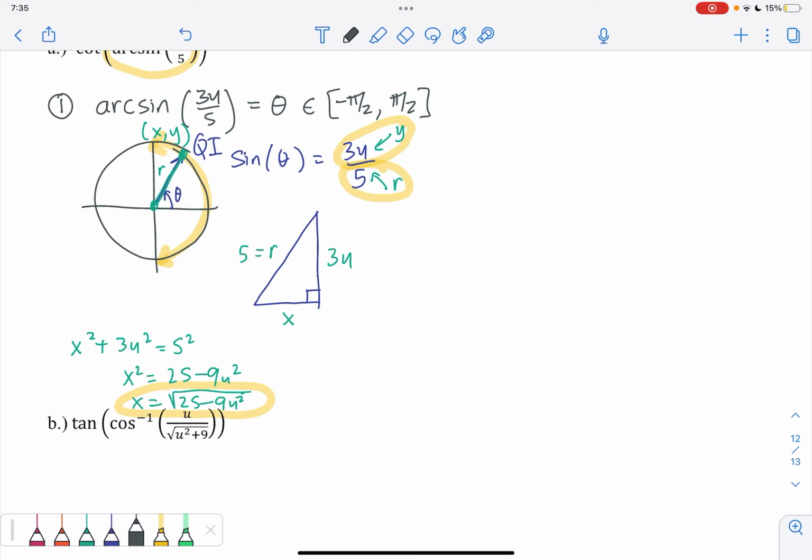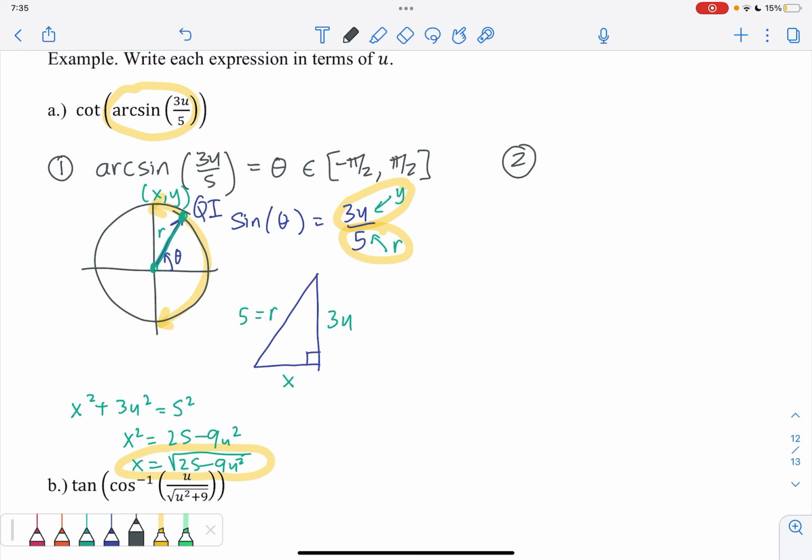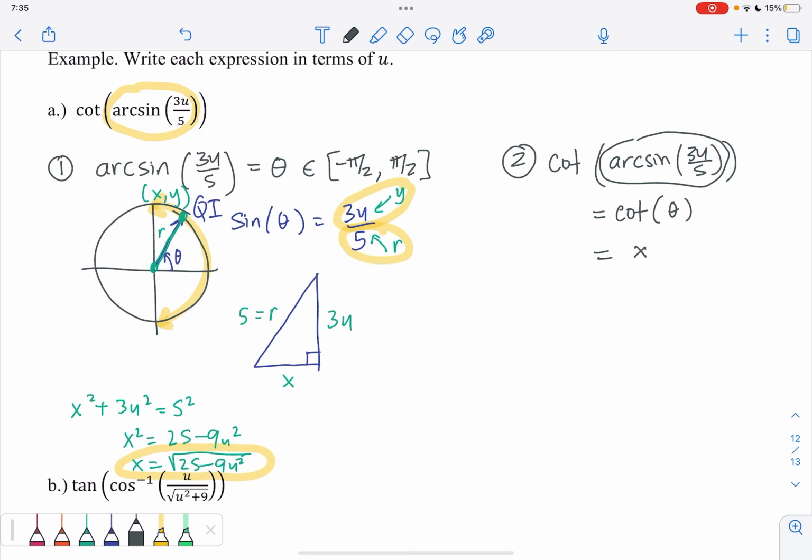Now when I go to actually complete this, I'm going to start with cotan. I'm going to rewrite my entire expression: cotan of arc sine of the quantity 3u over 5. That's equal to cotan of theta, because I already defined arc sine of 3u over 5 to equal theta. So I just replace arc sine of 3u over 5 with theta. Now I have cotan of theta. This is where I have to remember my definition: cotan of theta is, at this angle, x over y.